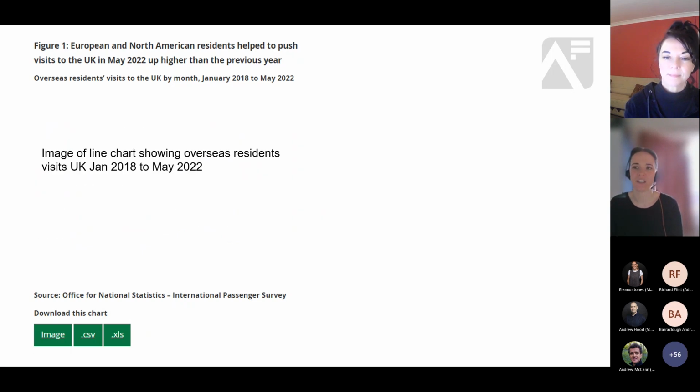Now, sometimes on other websites, you don't get that experience. You don't get it reading out all the axis labels, but you get a very basic alt text read out. So you just get image of line chart showing overseas residence visits, UK Jan 2018 to May 2022. It basically repeats the stats title. Doesn't really tell you what's in the chart at all. And this thing where it says image can also be quite annoying, because the screen reader will announce that it's an image already, so they get told that information twice.